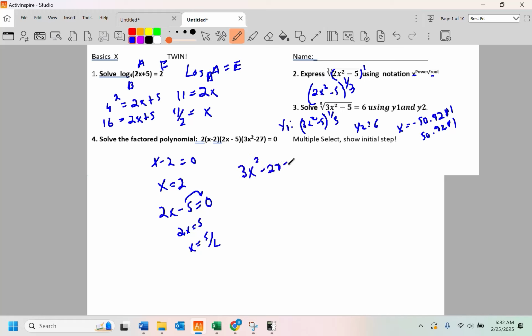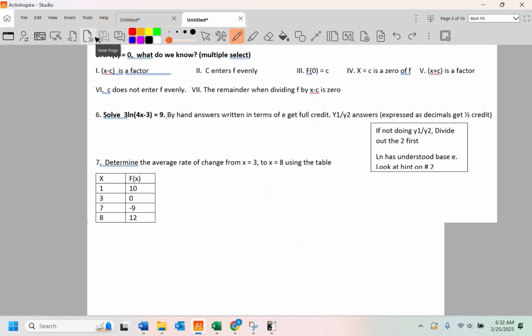3x squared minus 27 is 0. We add 27 to both sides. We divide by the 3. X squared is 9, and x is plus or minus 3 because there were 2 answers there. And easy peasy stuff.